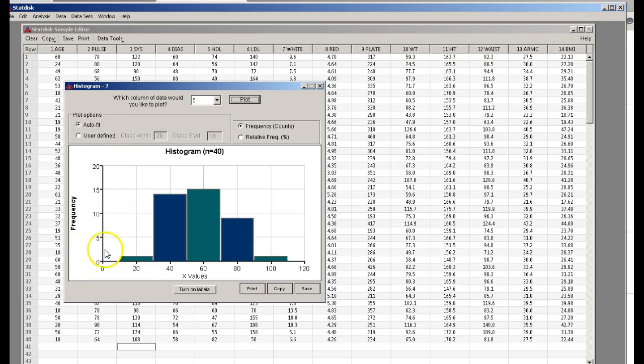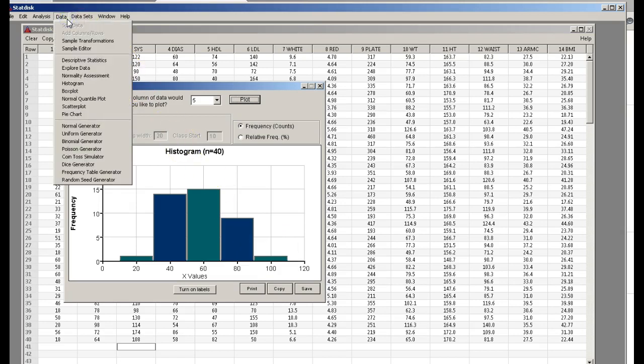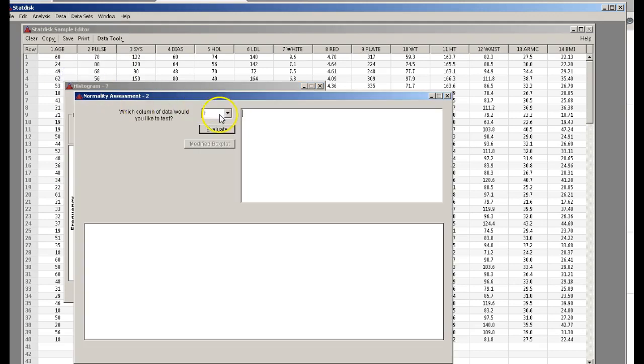If we're asked to determine if that is roughly a normal distribution, we could sort of say that yes, it starts out low, goes high, and goes low again. So that roughly approximates a normal distribution. But if we want to use the normality assessment tools, what we can do is go up under Data, come down under Normality Assessment, and then tell it to evaluate column 5.